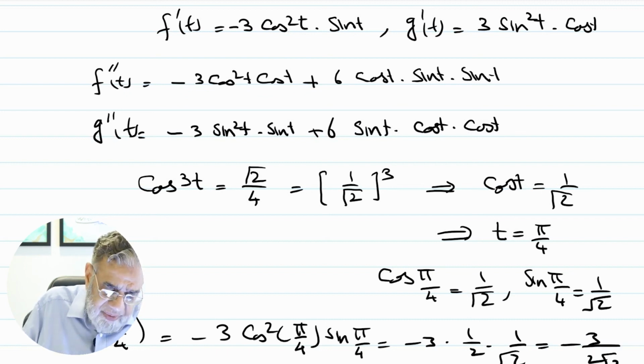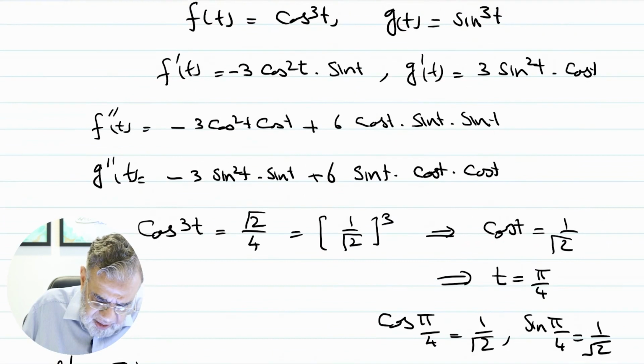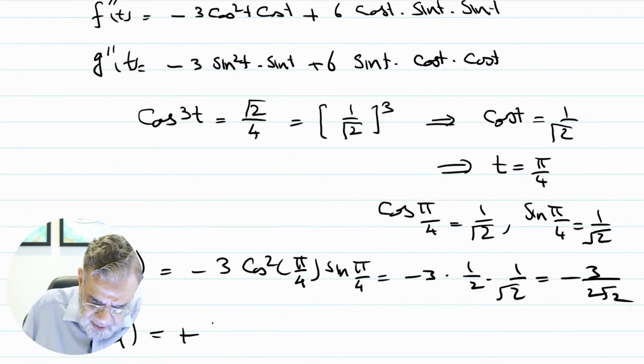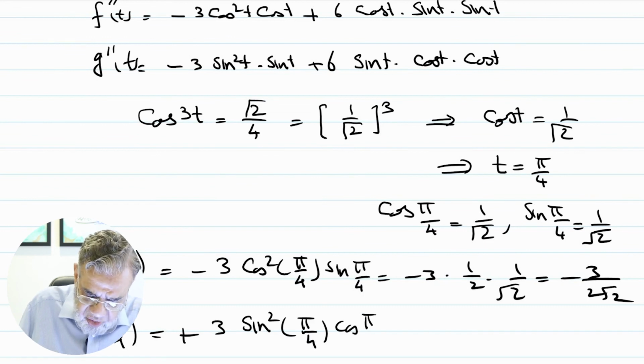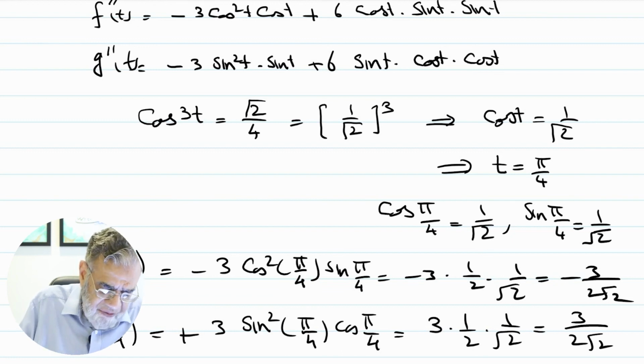Similarly, we can have here g dash of pi by 4. Substituting the values, we have plus 3 sine square pi by 4 into cosine pi by 4. Again, make the substitution. We have 3 into 1 by root 2 into 1 by root 2. We get here 3 over 2 into root 2. So this is my f dash and g dash.